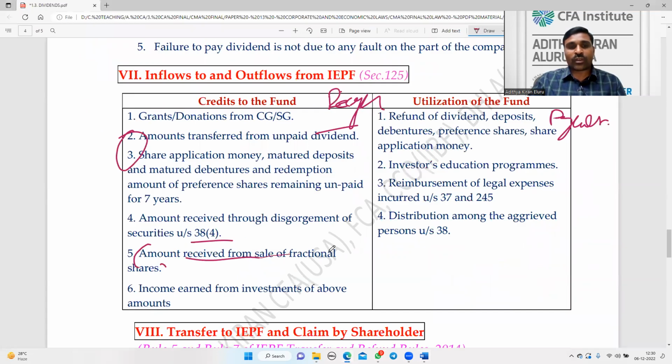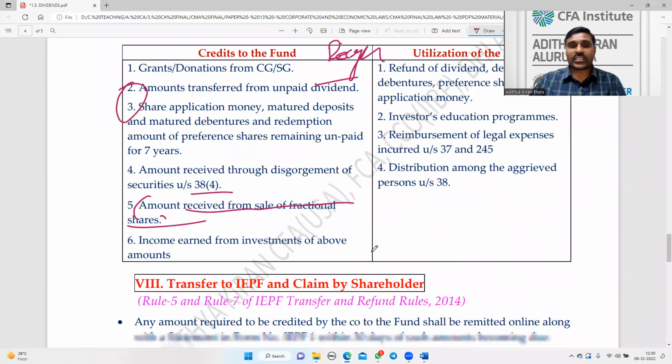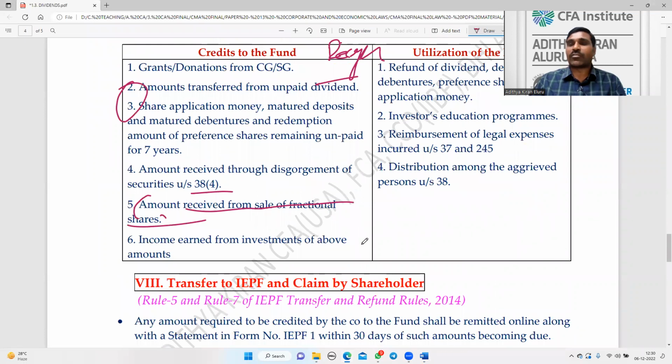Amount received from sale of fractional shares. But here, why are we using the word fraction? Because A is not eligible for a full bonus share and B is not eligible for a full bonus share. A is eligible for half of the bonus share and B is eligible for half of the bonus share. Since we can't split the share, we sold the share, and whatever amount we obtained, we are distributing to the shareholders. That is this point, amount received from sale of fractional shares, and income earned from investments of above amounts. So whatever the amounts received by these 5 amounts, IEPF will invest somewhere else.